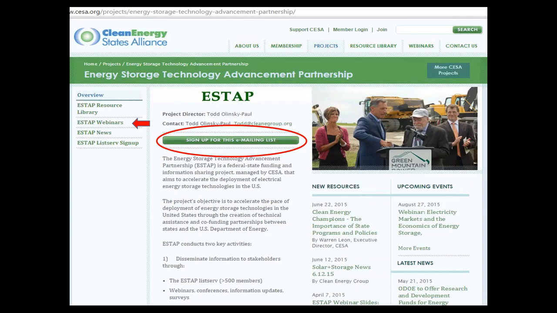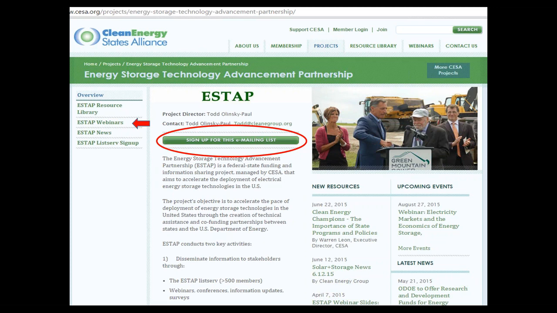I just include this slide because it gives you a couple of places to go on our website to get more information. On the left, you see a red arrow that's pointing to the menu item that says ESTAP Webinars. We record and archive all these webinars. This one will be archived as well. And so we now have several, I don't know how many, at least 3 years' worth of webinars archived on our website. You can go and view them at any time.